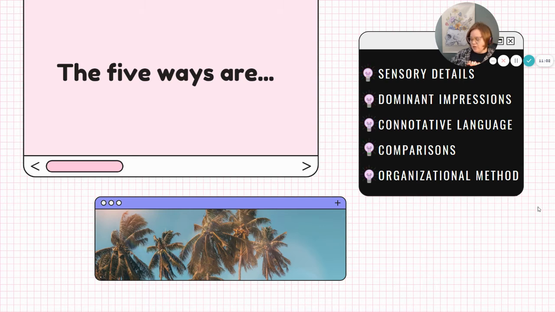There are 5 ways that you're going to do this. The 5 are using sensory details, creating dominant impressions for your reader, using connotative language, offering comparisons, and having a specific organizational method. Now, these are things that in concept seem difficult, but let's talk about each of them and break them down and give you a better understanding so you know how to do this.